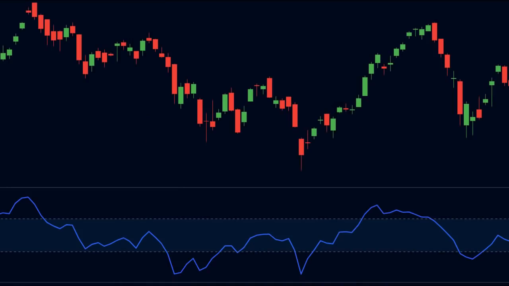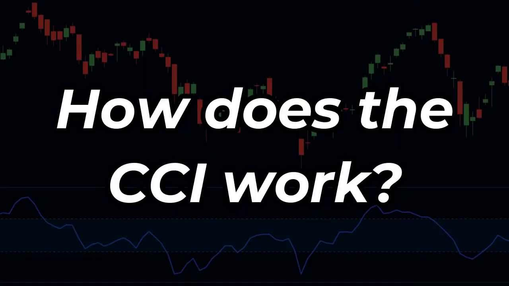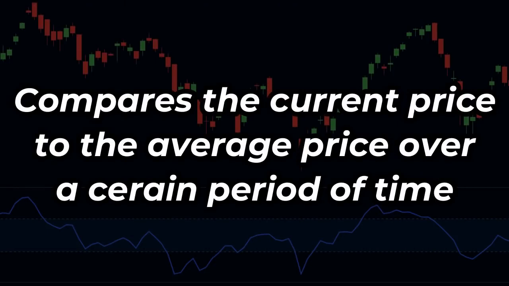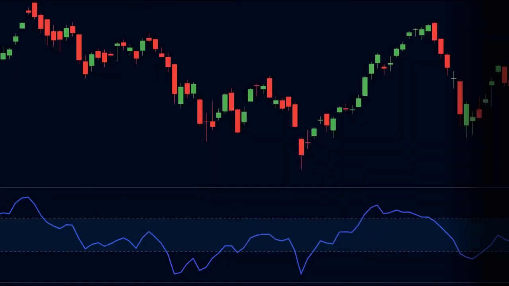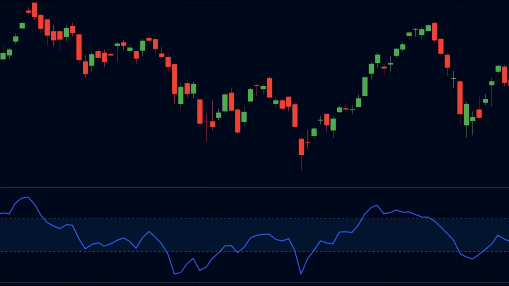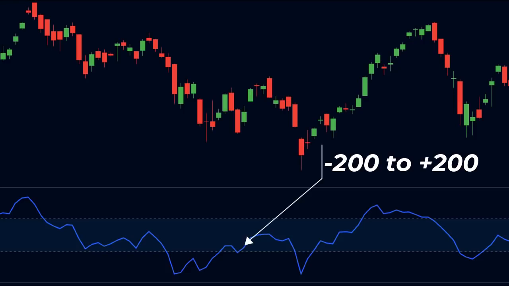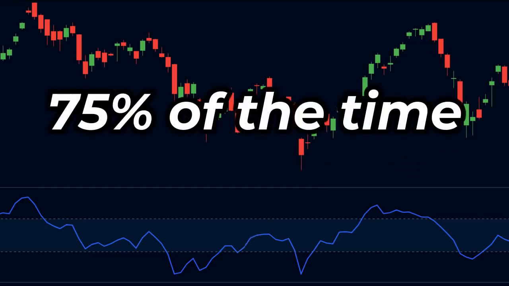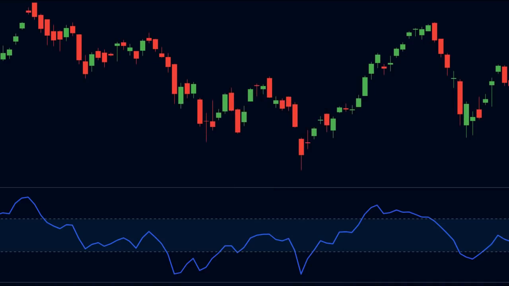So the big question is, how does the CCI work? The CCI indicator compares the current price to the average price over a certain period of time. The indicator has no limit, but generally speaking, the value of CCI fluctuates from negative 200 to positive 200. Approximately 75% of the time, the CCI line will revolve between positive 100 and negative 100. The other times it will be above or below that range.